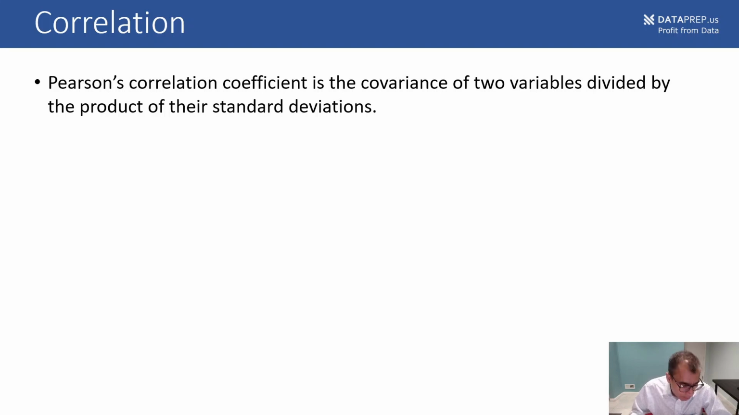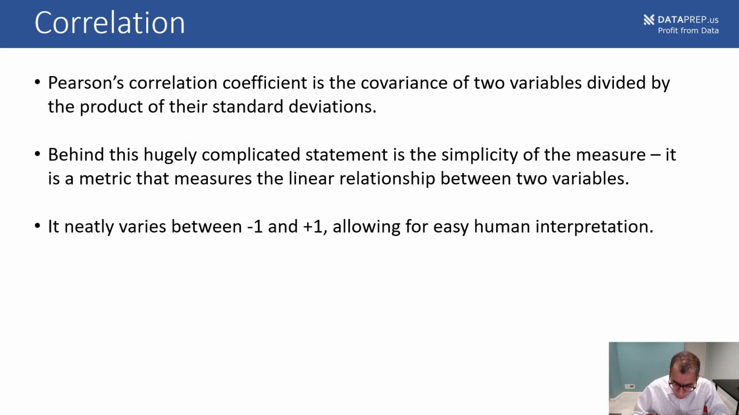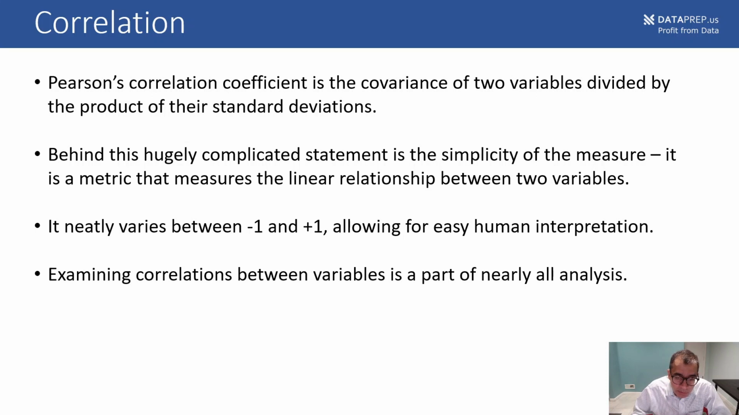Now, here is a more technical definition of how the correlation calculation works, but we are not going to go into that. We don't need to, because as managers, leaders, and as people who are trying to apply analytics to profit from data related situations, the math is less important. So the good thing about Pearson's correlation is that it neatly varies between minus 1 and plus 1, and it allows for an easy human interpretation. And examining correlations between variables is really a part of just about every analysis you would be doing. So you have a data set, you will be calculating the correlations between variables.